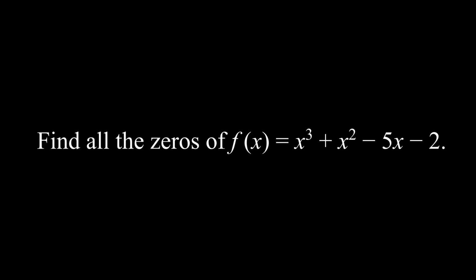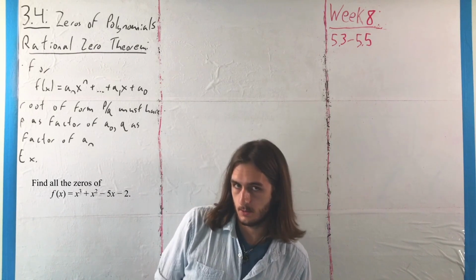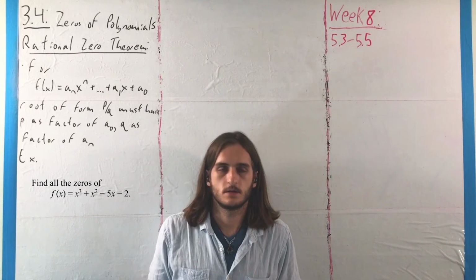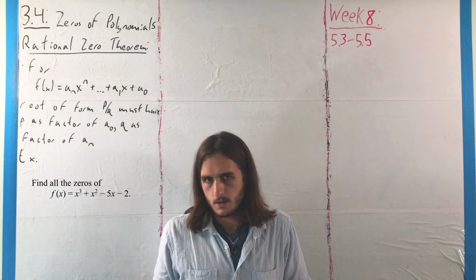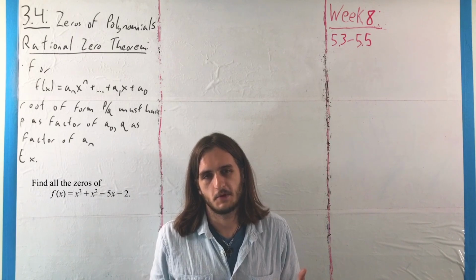For this example, we want to find all of the zeros of x cubed plus x squared minus 5x minus 2. And for this, we could jump straight to the cubic formula. The cubic formula works. The cubic formula is valid. It's good. It's not very nice, though. So instead, we're going to do something that's arguably less productive.